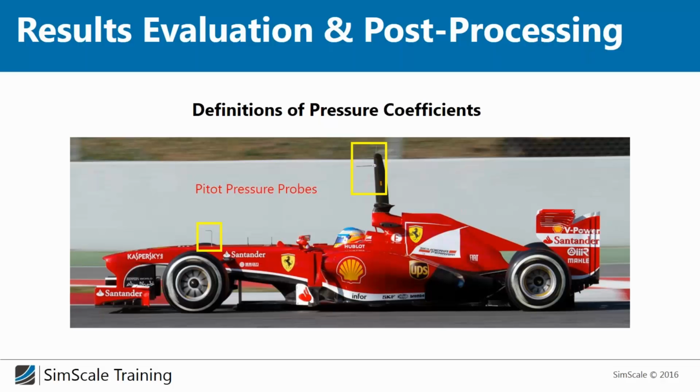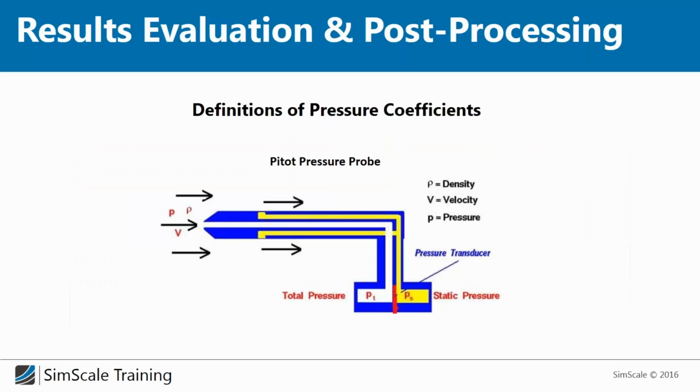Here's a picture of a race car where I highlighted two pitot pressure probes. The big one at the top is some extra device that they used to add in here for some aerodynamic testing, but the one at the front is normally on the race car, and they have that to measure total pressure and static pressure, and with that they can also calculate the speed of the car relative to the wind. And what is a pitot pressure probe?